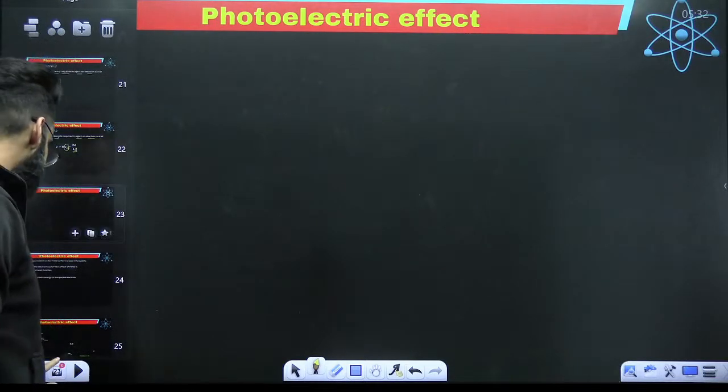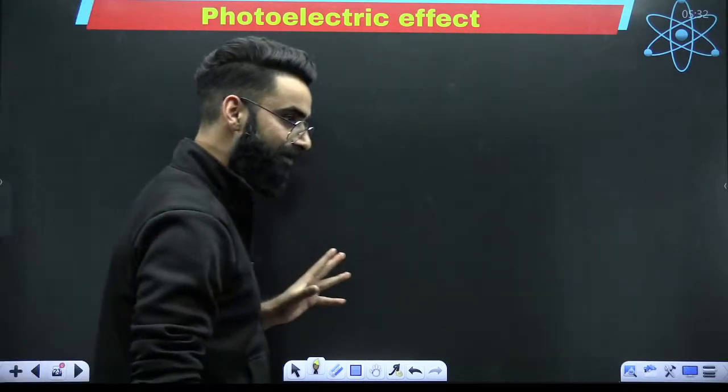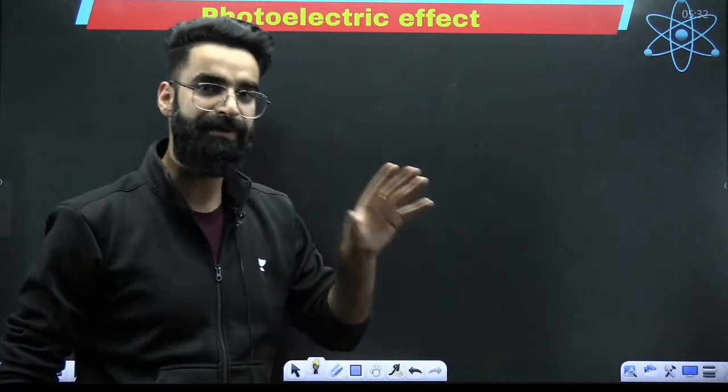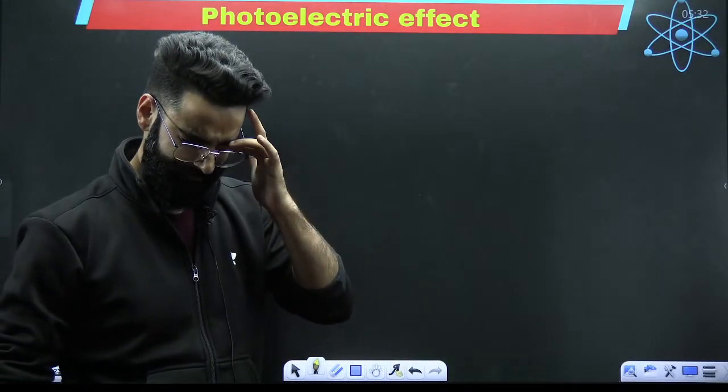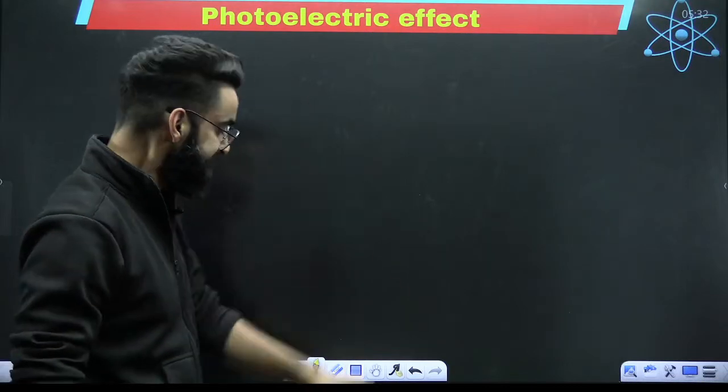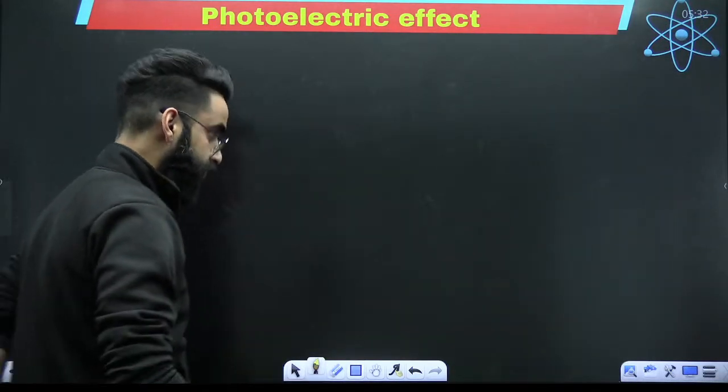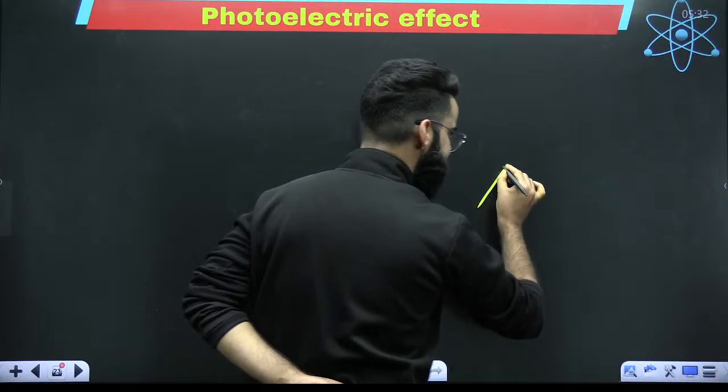Now, my dear students, let's try to understand and analyze certain mathematics behind it. See, guys, try to understand. For example, this is the surface of the metal.